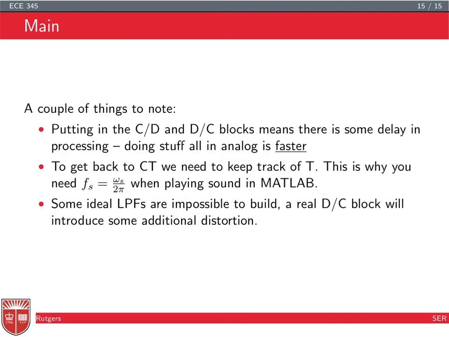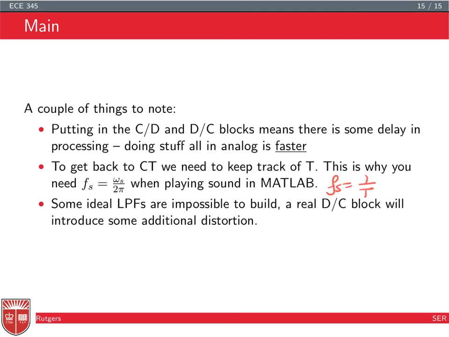Now, some comments about practice: the C to D or D to C converters actually mean more processing, so there is some delay. This is why sometimes doing things in analog is faster. Also, to get back the continuous time in MATLAB, you need to determine T and set the sampling frequency f_s equal to omega s divided by 2 pi. So basically the sampling frequency is 1 over T.